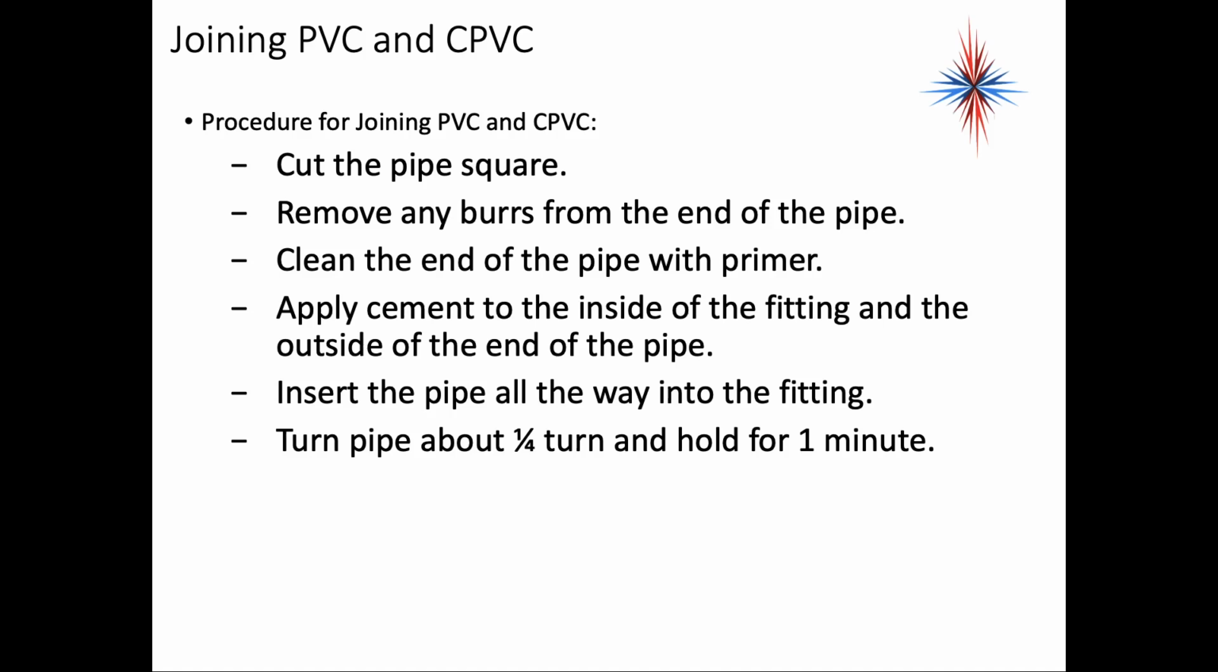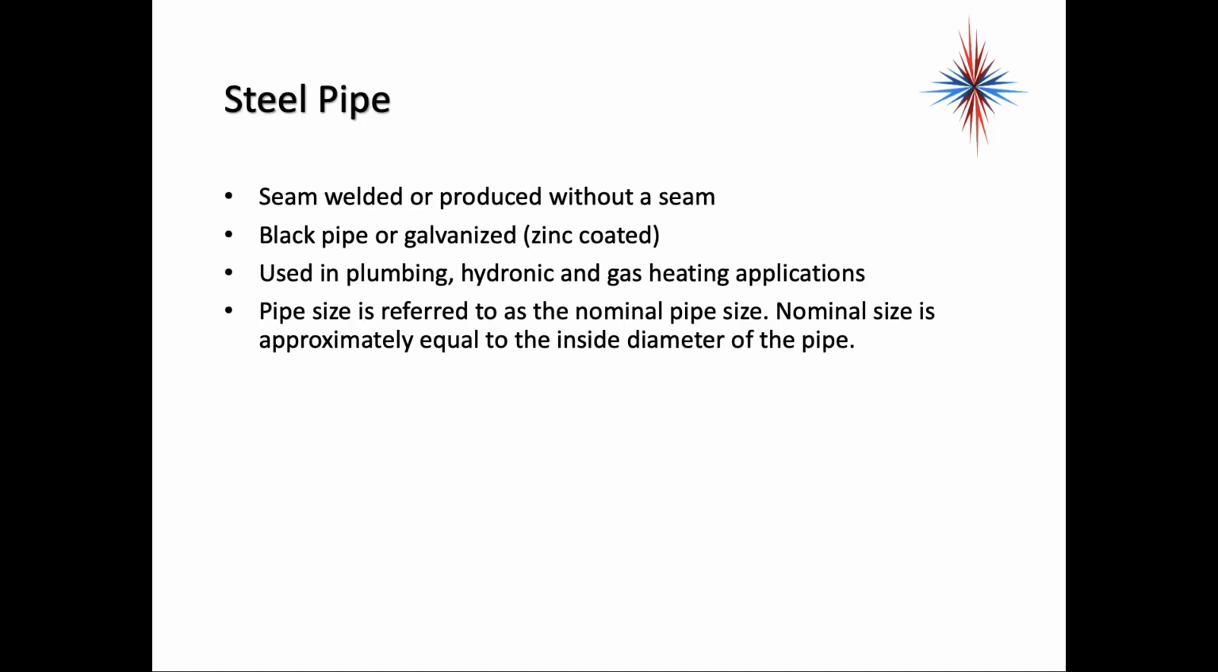Joining PVC and CPVC are about the same. Okay, cut the pipe square, remove any burrs from the end of the pipe, clean the end of the pipe with a primer. Most often that's a purple liquid. Okay, let it dry. Apply the cement to the inside of the fitting and the outside end of the pipe. Insert the pipe all the way into the fitting, turn the pipe about a quarter turn and hold for 1 minute.